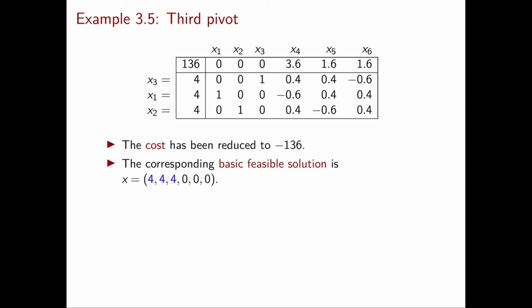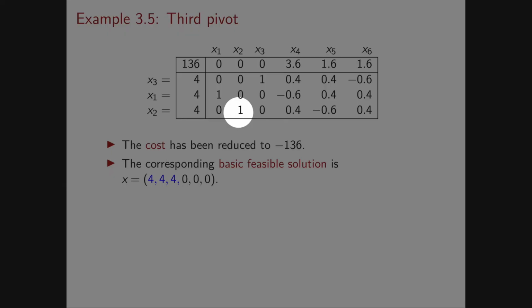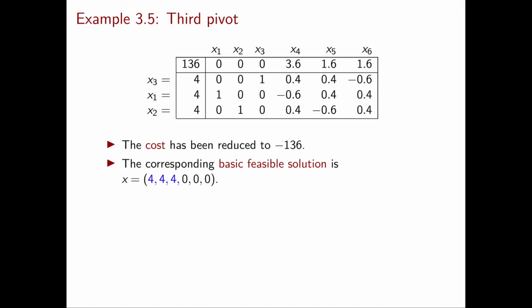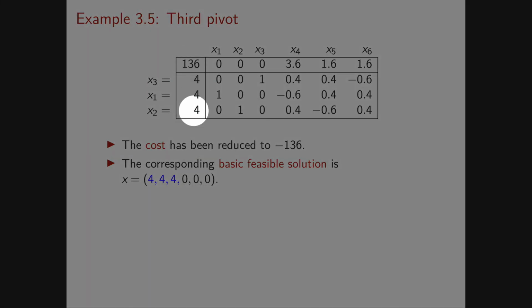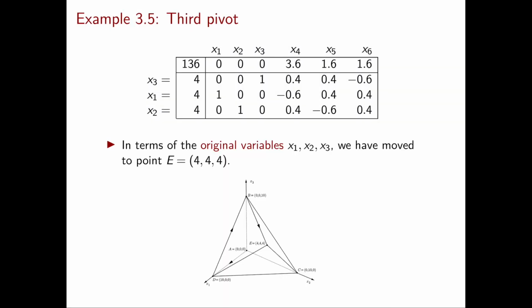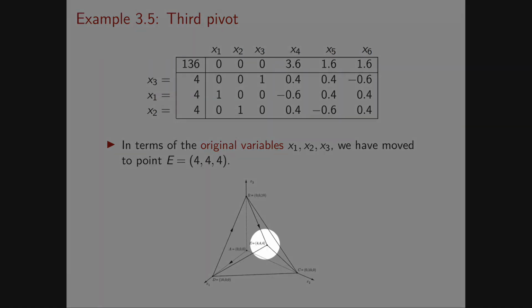In particular, our old pivot column is now the third unit vector, and we replaced x6 with x2 over here, because x6 left the basis and x2 took its place. We can see that the cost has now been reduced to -136, and the corresponding basic feasible solution is 4, 4, 4, and then 0, 0, 0 in the non-basic variables. Here it is. In terms of the original variables, we are now in the point E equal to 4, 4, 4. From the picture, we know that the vector E is optimal.